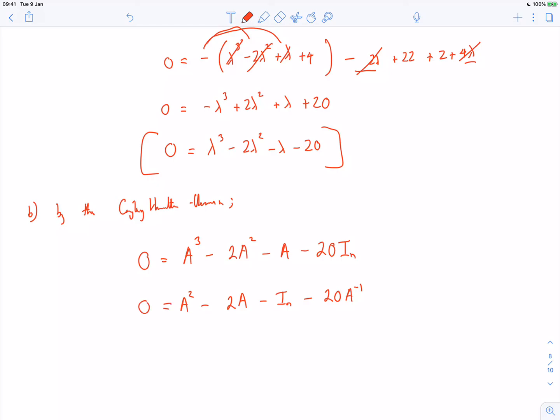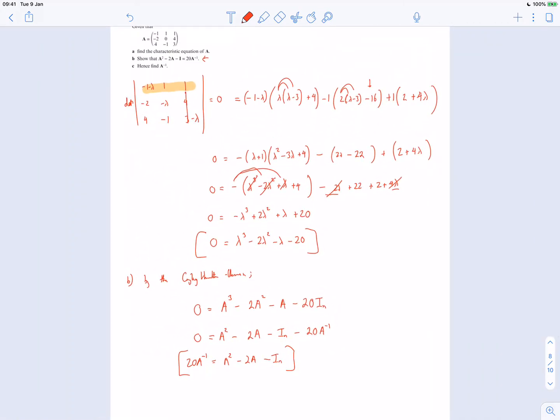If I add that inverse to the other side, I'll get 20 lots of the inverse equals A squared minus 2A minus the identity matrix. And I believe that's what they wanted. A squared minus 2A minus the identity equals 20 lots of the inverse of A. Part C, hence find A inverse.